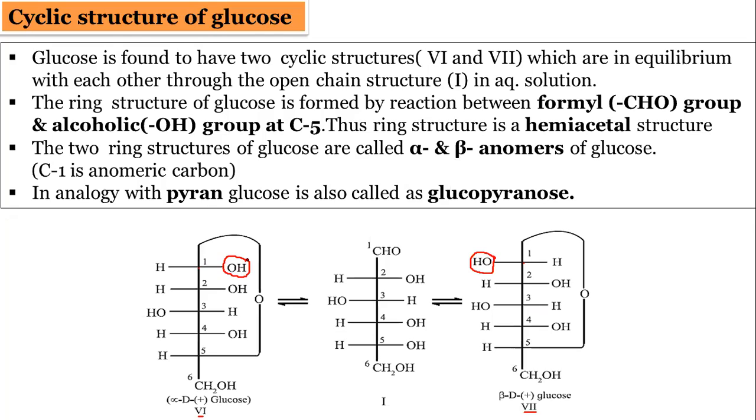If this OH is on the right hand side, it is called alpha. Remember, alpha D. Why is it D? Anyone can tell me why it is D? This is also beta D. Alpha and beta I will explain. When the OH group on the first carbon is on the right hand side, it is called alpha. And when the OH on the first carbon is on the left hand side, it is called beta.